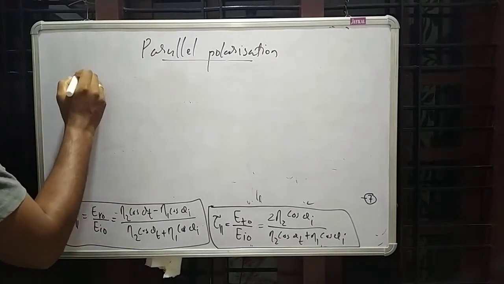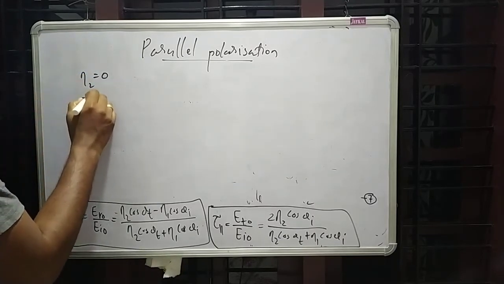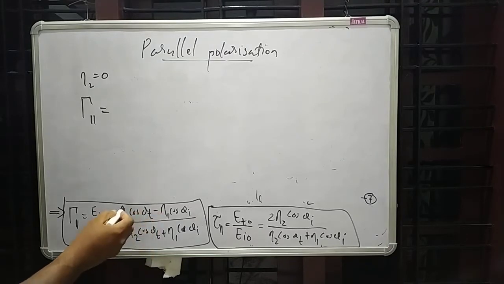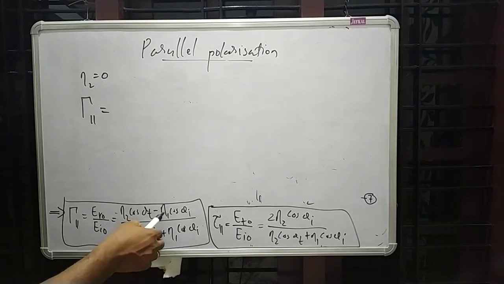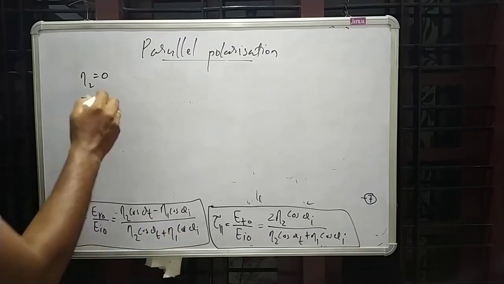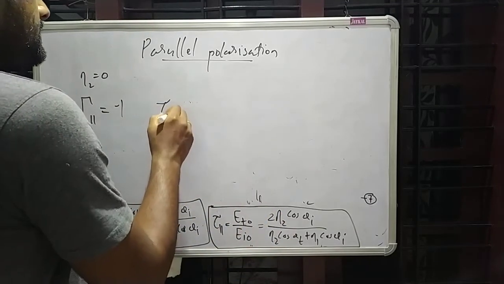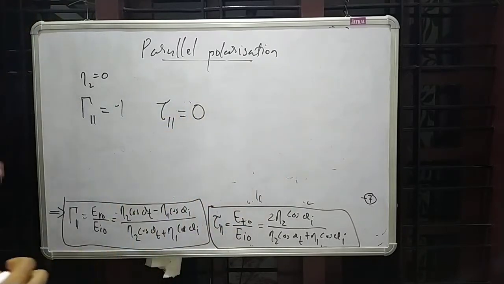And if medium 2 is a perfect conductor, then eta 2 is equal to 0. If eta 2 is equal to 0, then gamma parallel is equal to, this term will be equal to 0, so we will get minus eta 1 cos theta I over plus eta 1 cos theta I, that is minus 1. And tau parallel, the transmission coefficient, if eta 2 is equal to 0, is equal to 0.